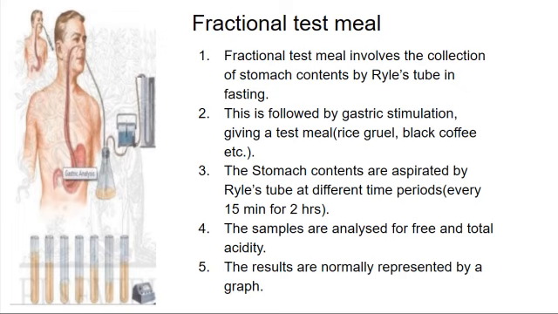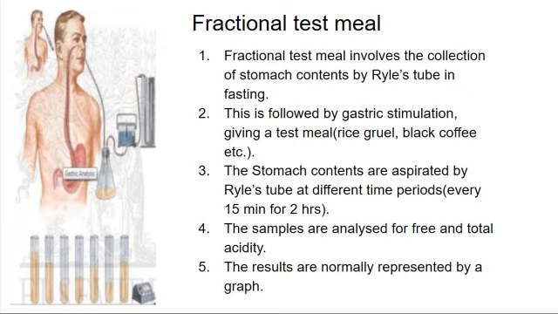Fractional test meal is a very old method and nowadays it is not in use. This test involves the collection of stomach contents by Ryle's tube during fasting. It is followed by a gastric stimulation giving a test meal called Ewald test meal, which contains 2 pieces of toast and 250 ml of tea or oatmeal porridge or rice gruel and black coffee.